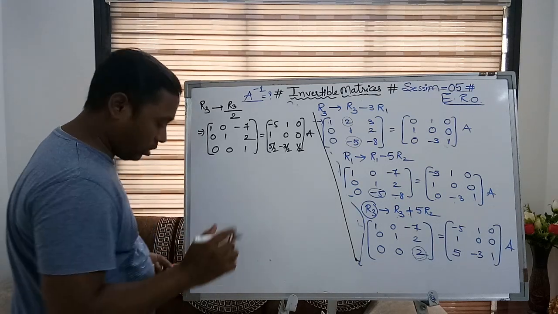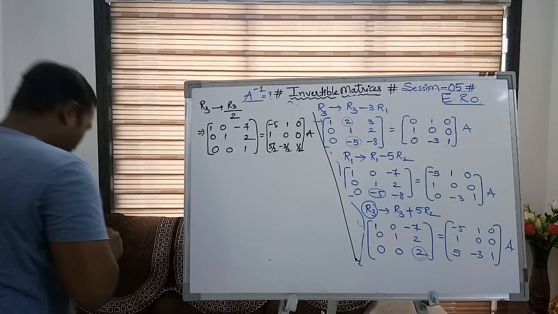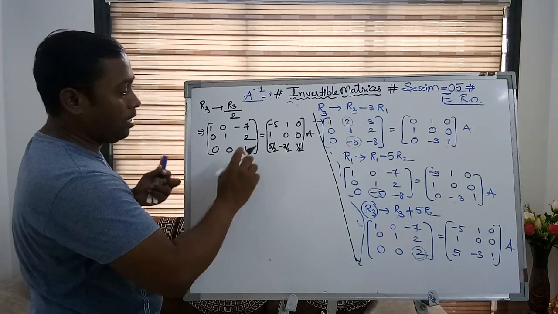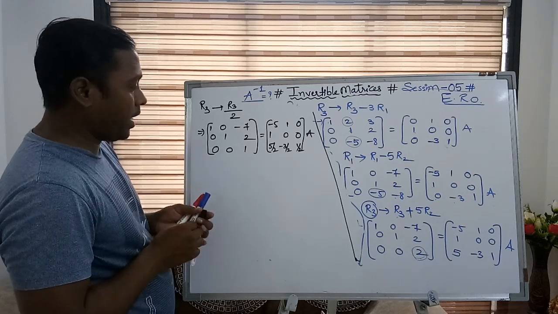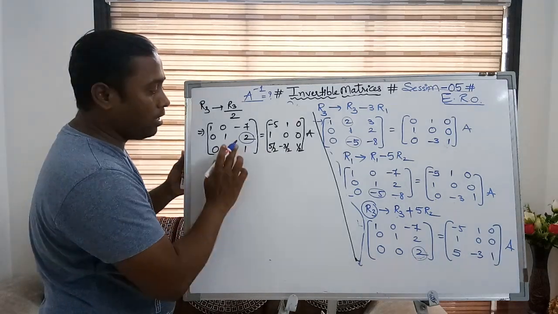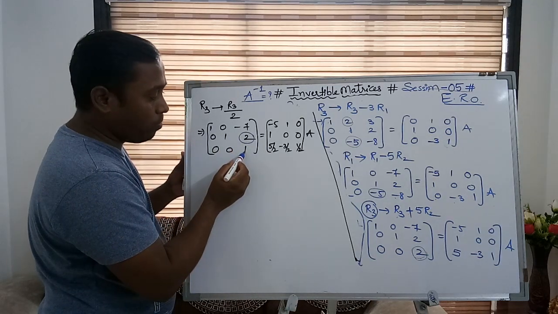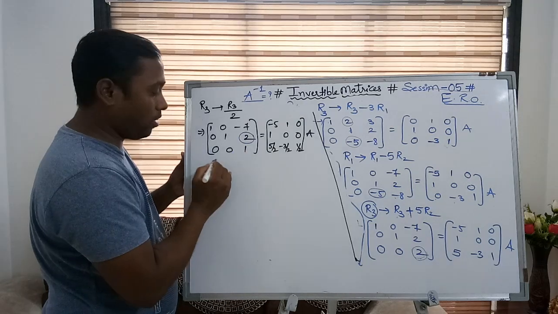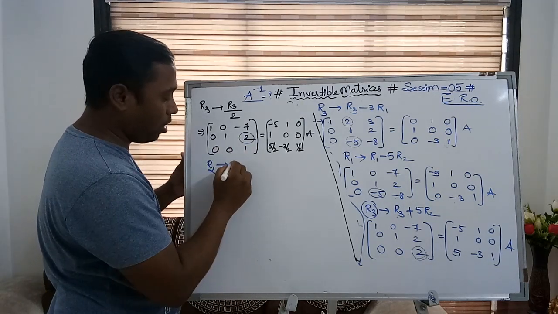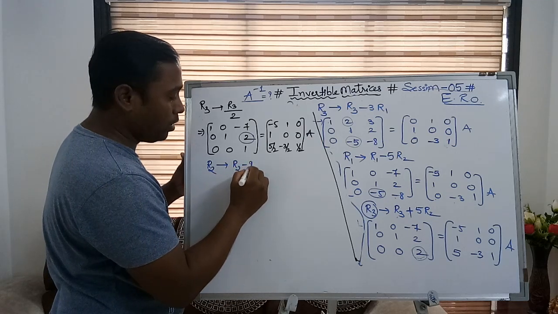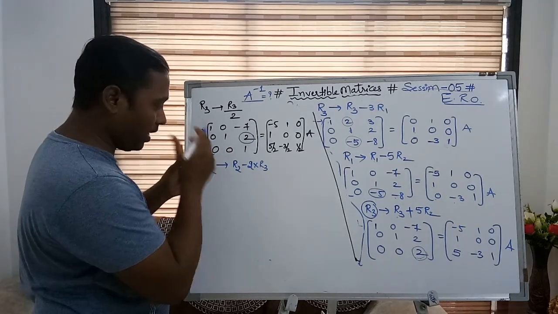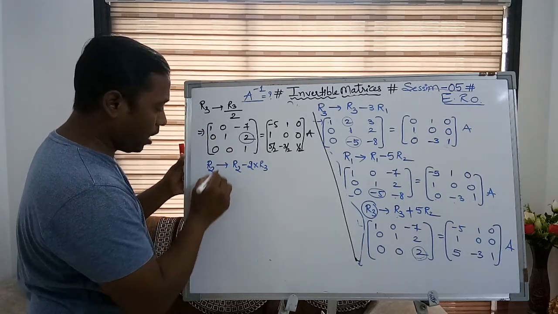Now the next 2 steps, the last steps, see how it will work. Again I got 1 here, I require 0 here. So how can I get 0 here? Simply I multiply this by 2 and subtract it from this. R2 requires 0, so R2 is going to change how? R2 minus 2 times R3. So if I do it this way, what am I going to get? R2 is going to change.